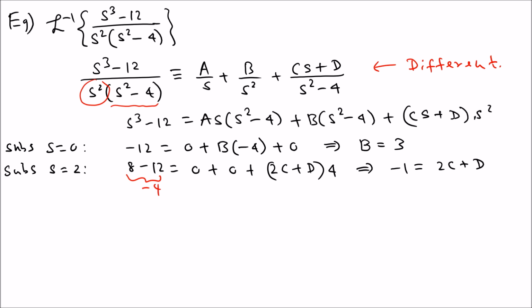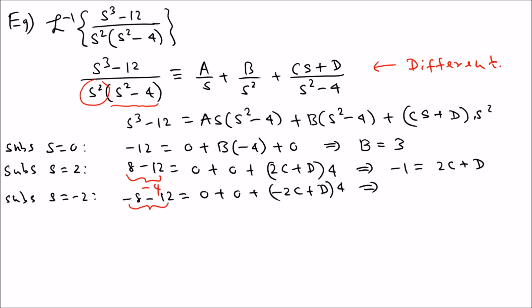Now again, we can also substitute s equal negative 2. If you substitute s equal negative 2, you're going to get negative 8, negative 12 equals, again 0 plus 0 plus, here you have negative 2c plus d times negative 2 squared, which is 4 again. Do the same argument. Here you're going to get negative 20. So when you divide by 4, you get negative 5 equals negative 2c plus d. So these two are very easy to solve. So the goal is to solve them.